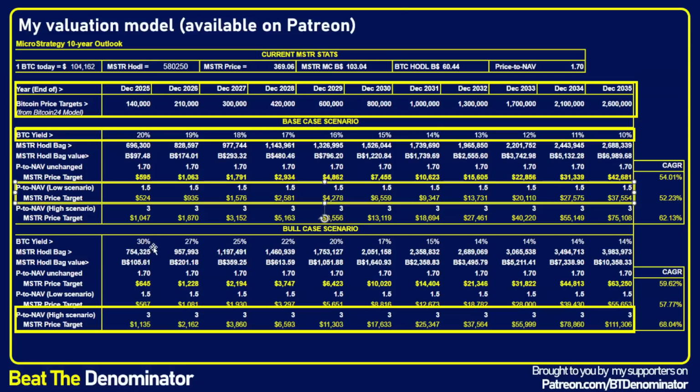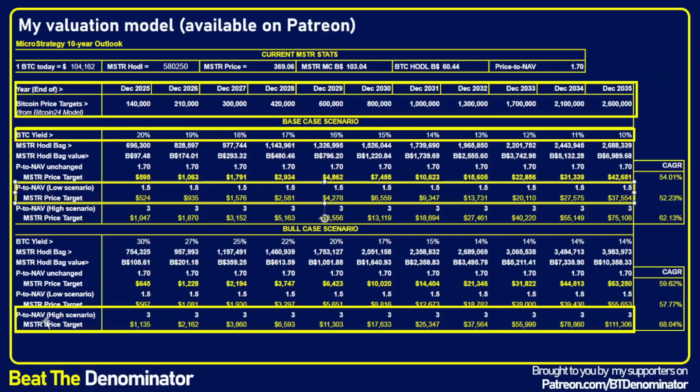I think it's possible, especially if they keep pushing the preferreds right now. I think it's possible they do that, especially at the speed at which they do the common ATM, which of course I love. On this channel, I'm a big ATM guy. I love ATM. Anyways, if you go into a bull case scenario at a 1.5 or 1.7 price to NAV, you get to a share price of 645, 567. So still much higher than it is today, right? 645 is almost a double.